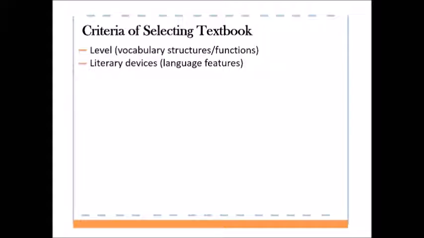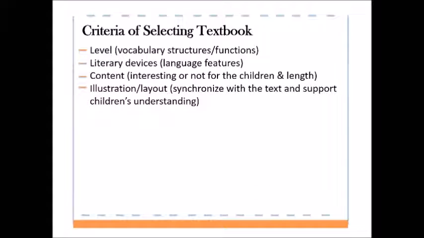Next is the literary devices. How the literary content of the storybooks is also should be noticed, like how the children understand the story, whether it helps the children's pronunciation or not, and anticipation. The other one is the content. Is the content interesting or not for the children, and also consider the length of the story. After that, the illustration or layout should be considered also.